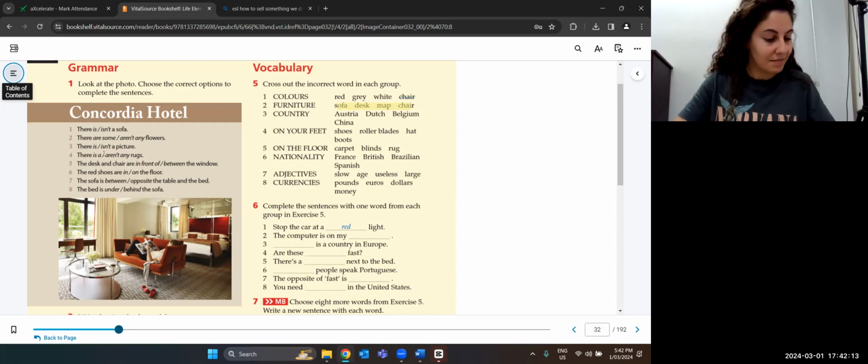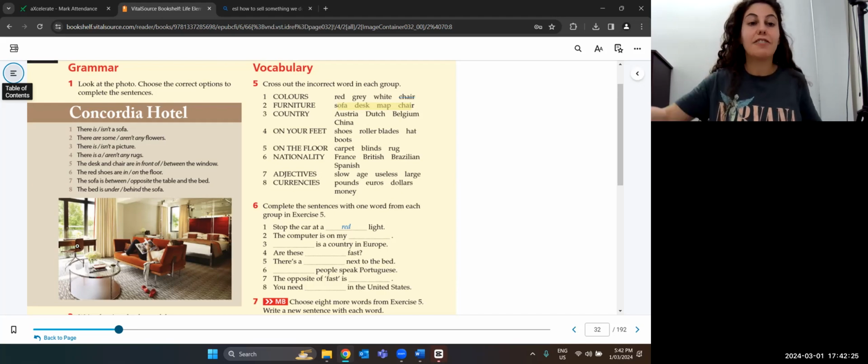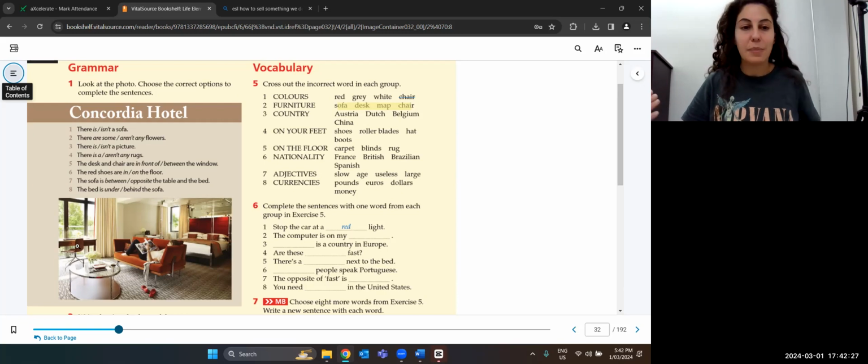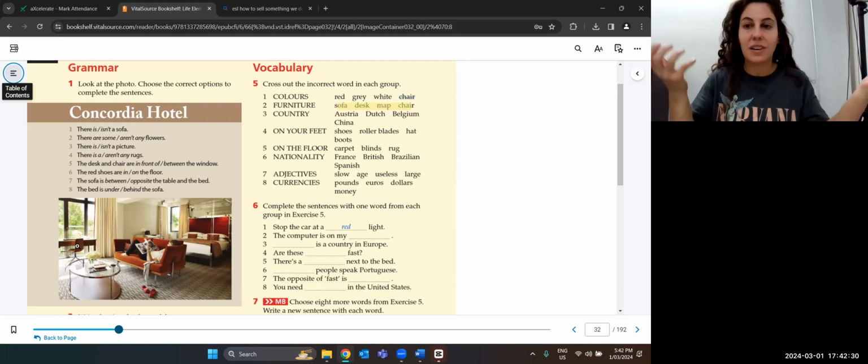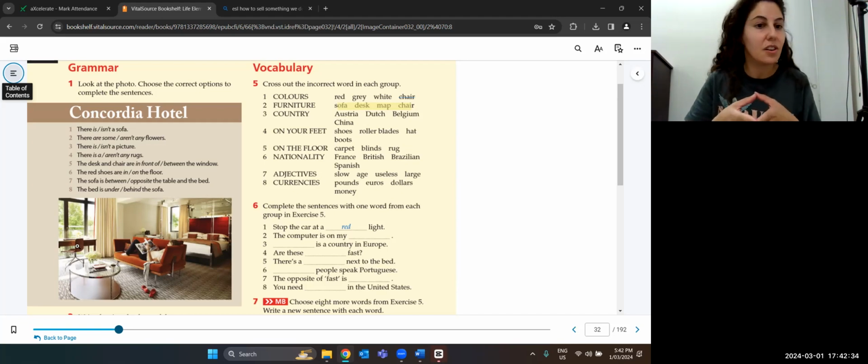There aren't. Yeah, negative. No, there aren't any rugs. The desk and chairs are, so if I look at the desk and chairs, they're not between the window, but they're in front of the window. Okay, because between means between this one and this one, two objects in the middle. Between is like saying in the middle. So no, it's just in front of the window.